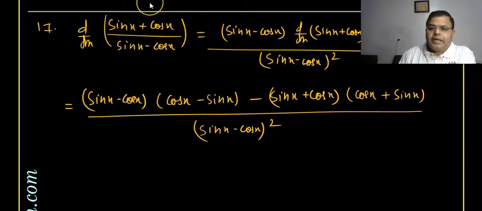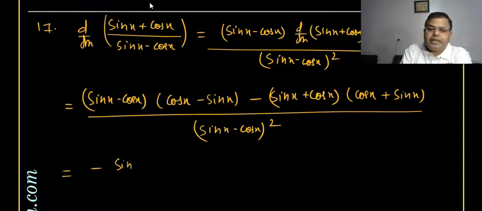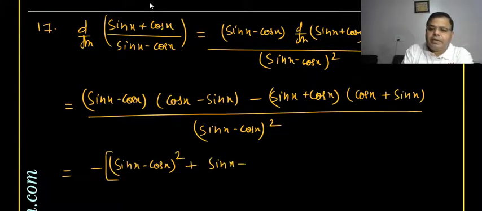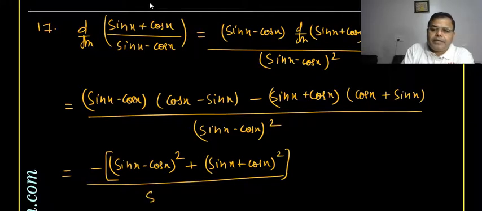Okay. Now if you simplify them, it will be sin x minus cos x whole square, and that will be sin x plus cos x whole square, so that will also be negative. So if I take the negative common, sin x plus cos x whole square, and whole divided by sin x minus cos x whole square.